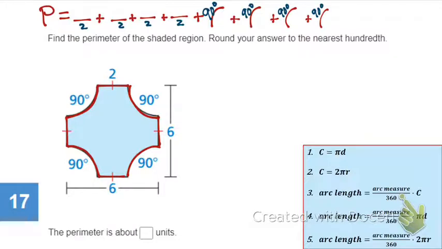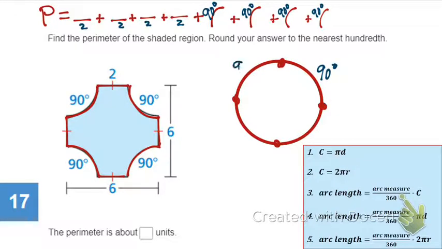So the first thing that we should recognize is that 4 90-degree arcs, if we put them together, we'll have a picture that looks like this. So those 4 90-degree arcs together make the circumference of an entire circle. So if we can find the diameter or radius, we can find the circumference of that circle, and then we'll be most of the way done with finding the perimeter of our odd shape.